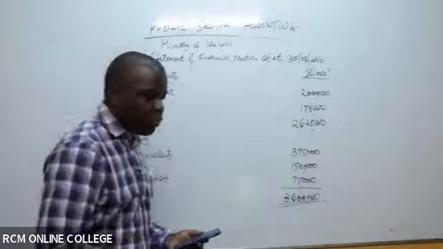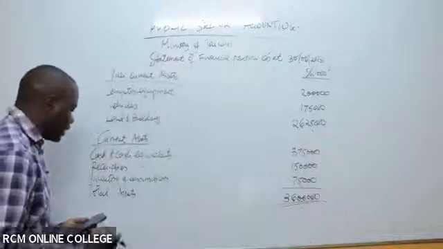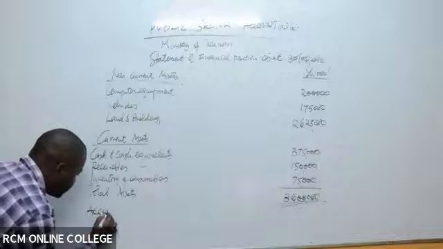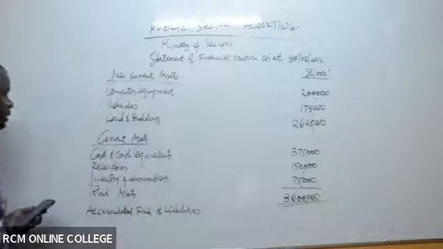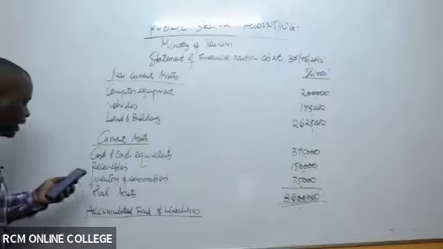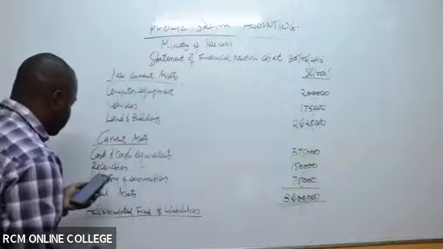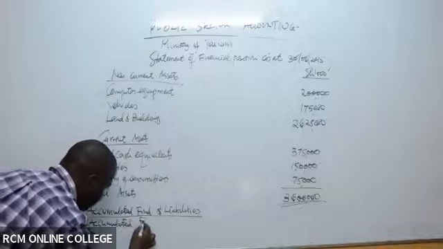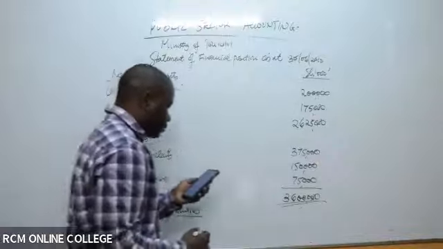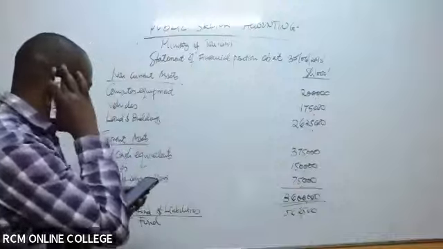Now you go to the other side. Remember, in this case, it is not capital, but you refer to it as accumulated fund. So you say accumulated fund and liabilities. So our accumulated fund, you can see up there, is the first item in that extract. Accumulated fund is actually 562,500.